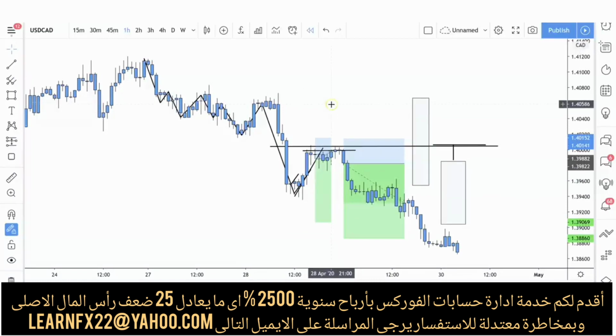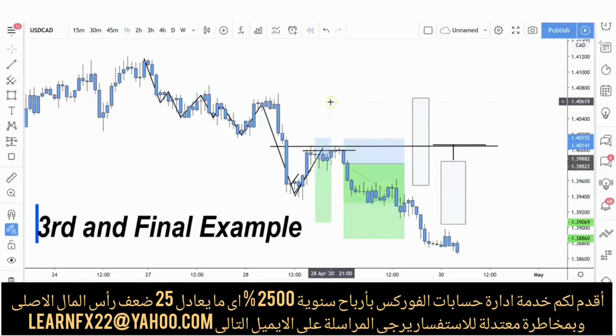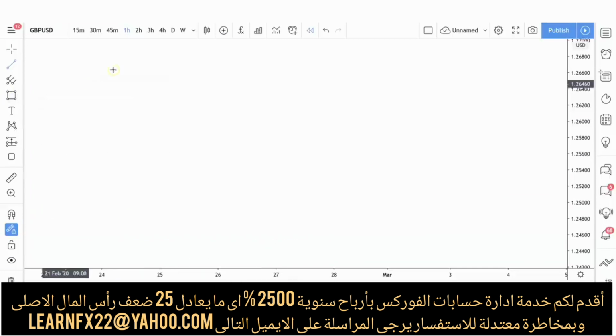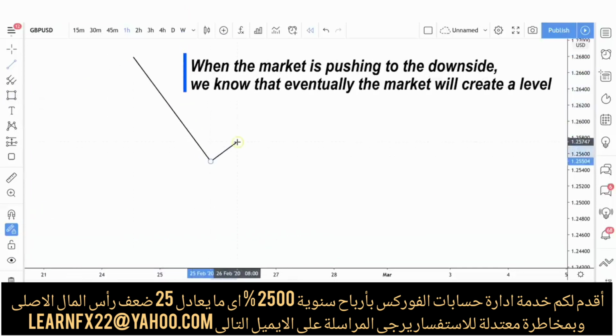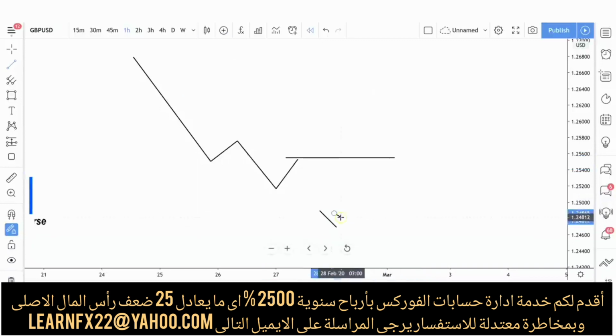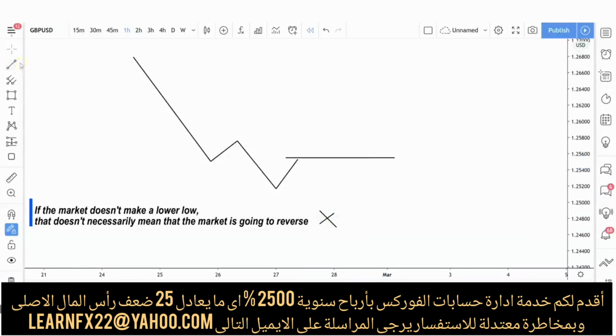So let's take a look at our third and final example. For our third and final example, let's just continue with the same analysis. When the market is pushing to the downside, we know that eventually the market will create a level. What we anticipate is that the market will make a lower low. Now, if the market doesn't make a lower low, that doesn't necessarily mean that the market's going to reverse.